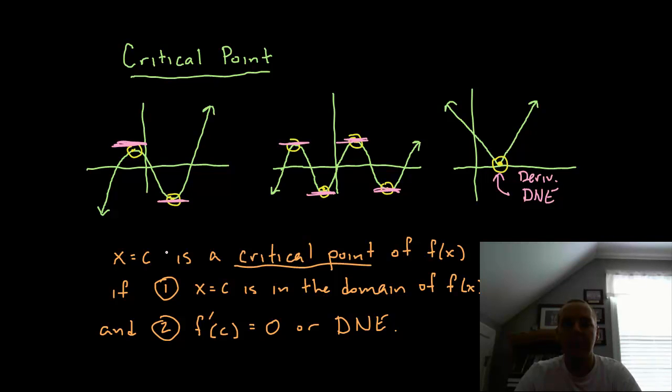We say that x equals c is a critical point. That's our word for this video, the critical point of the function if two things happen. Number one, your point is actually in the domain of f. It can't be a point that's not even defined on the original function, like an asymptote or something like that; it has to be in the domain of the original function. And number two, the derivative either equals 0 at that point or it does not exist. The majority of the time it'll be the type where the derivative is 0, but there are certainly cases where you can have a critical point where the derivative does not exist.